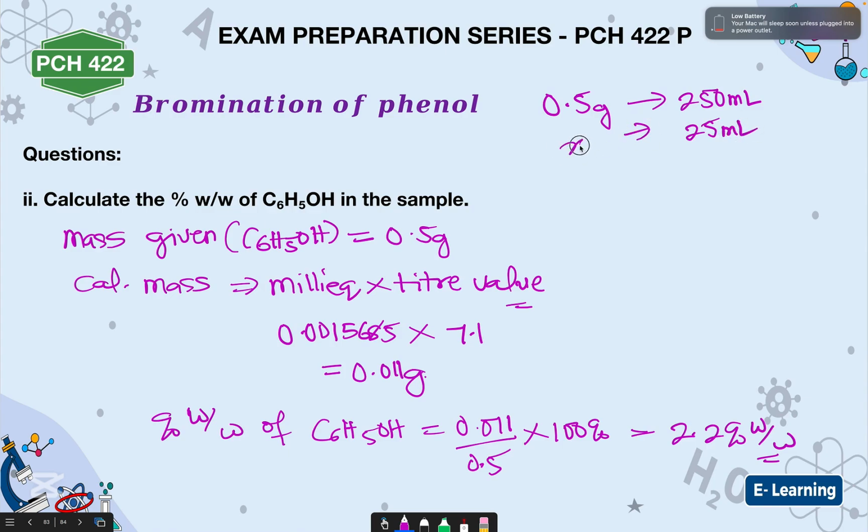So you are now going to say 25 ml will be equal to what? X. To calculate the amount in 25 ml: 250x is 0.5 times 25. So divide both sides by 250, and here will give us 0.05. So x is supposed to be 0.05. That's what I mean: what will be under here is supposed to be 0.05. But since they didn't tell you that it was dissolved in 250 ml before you take 25 ml out of it, you just solve with it. And that is why our percentage is giving us a very low value of 2.2% weight by weight of phenol. So that is how to get that answer.